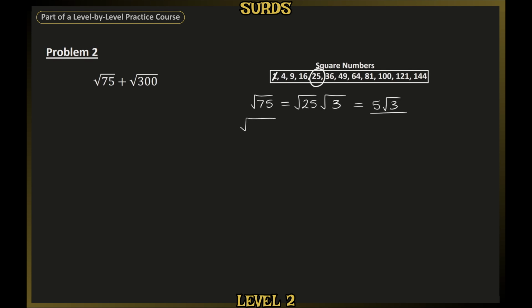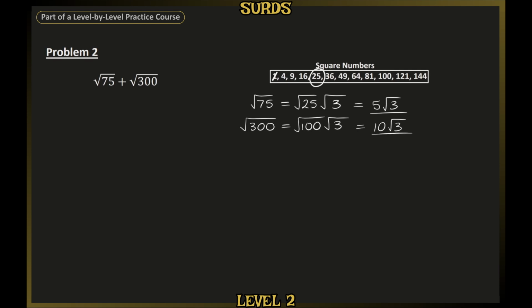Moving on to the square root of 300. Although this is a larger number, we know that the surd part we're looking for is root 3. And because 3 times 100 is 300, we have the square root of 100 times the square root of 3 makes the square root of 300. And we know that the square root of 100 is 10. So this becomes 10 root 3.